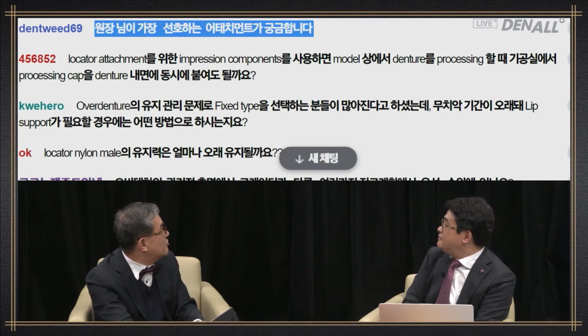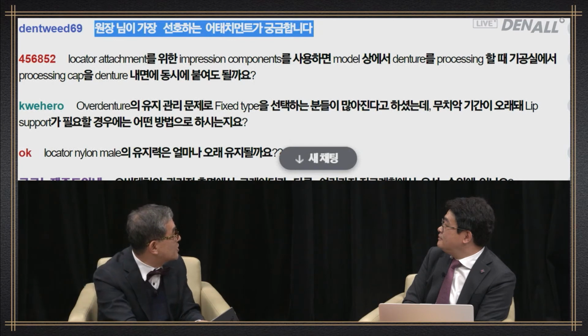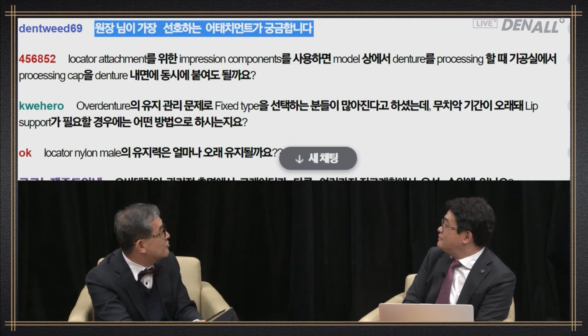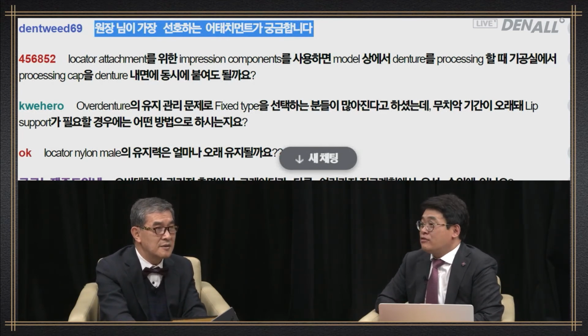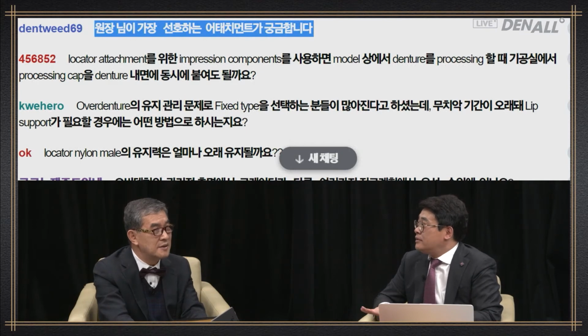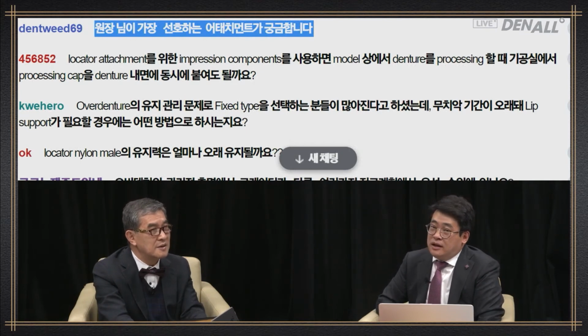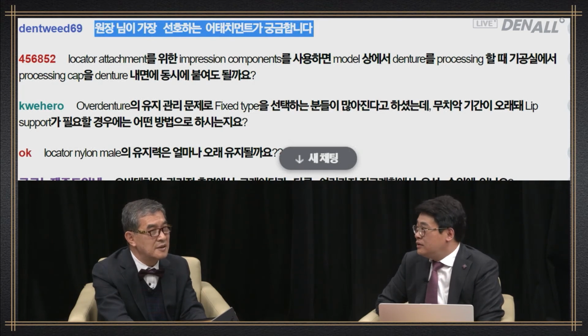Dentoid 69: What is your most preferred attachment? If there's a little bit of ridge left, I prefer Locator the most, and in severely resorbed cases, I use bar attachment. It is easy to apply clip. Personally, I like the combination of bar and magnet.